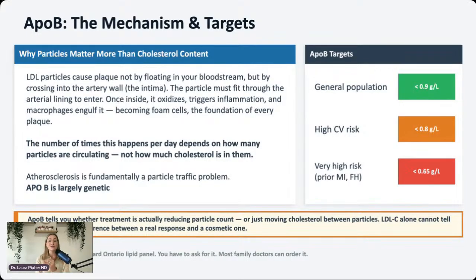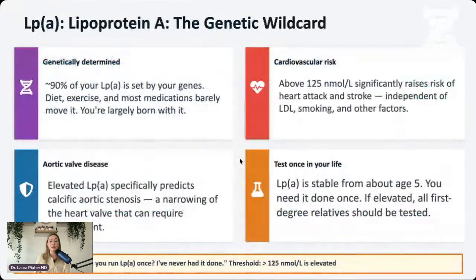Now, the ApoB targets in the general population, I have at the right-hand side here, 0.9. Someone with a high cardiovascular risk, you'd want it lower, 0.8. And someone with a very high risk, so someone who had a prior myocardial infarction or has a really high family risk, then we want it 0.65. Again, it's not on every standard Ontario lipid panel. You have to ask for it. So this might be another layer, specifically in my postmenopausal, perimenopausal patients who are worried about their cholesterol. This can be a really helpful tool to just understand things a little bit better.